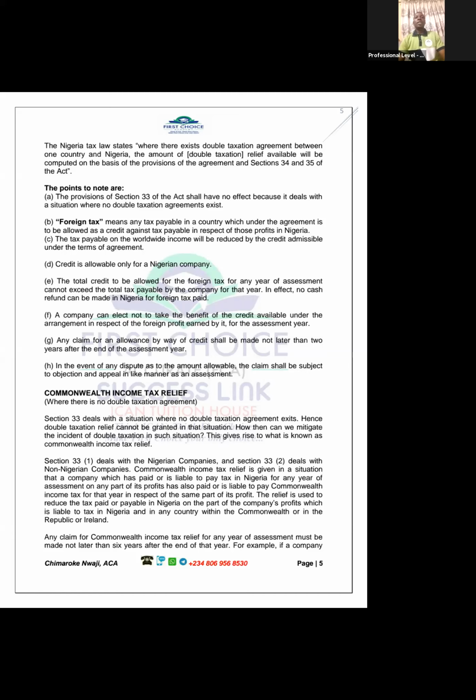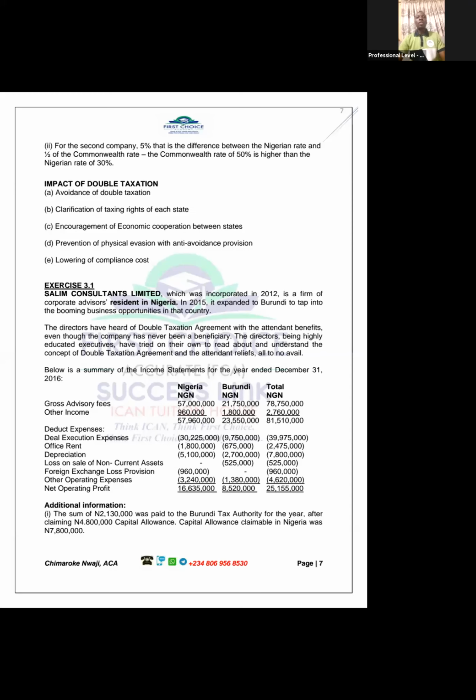So that's it. The impact of double taxation relief is that it avoids double tax, at least to an extent. Then there is a clarifying of the rights of each state to tax each citizen. It encourages economic cooperation between states. It prevents tax evasion and lowers compliance costs. Okay, now that we've seen that, let's take the next moment to look at exercise 3.1.